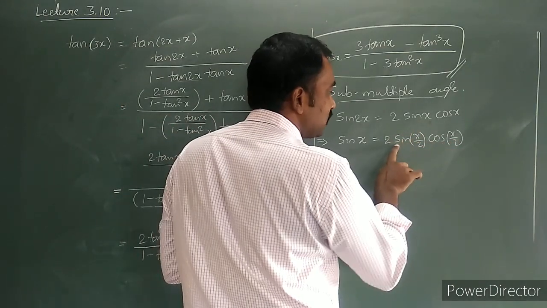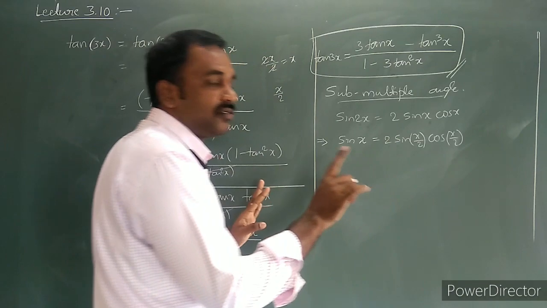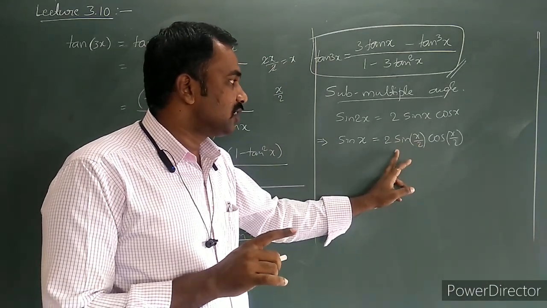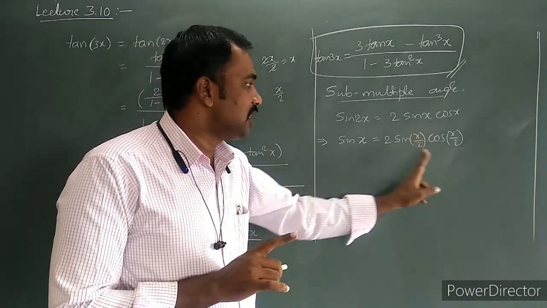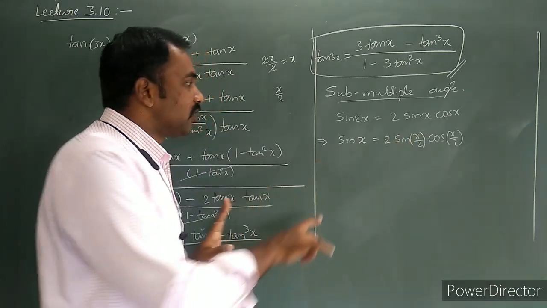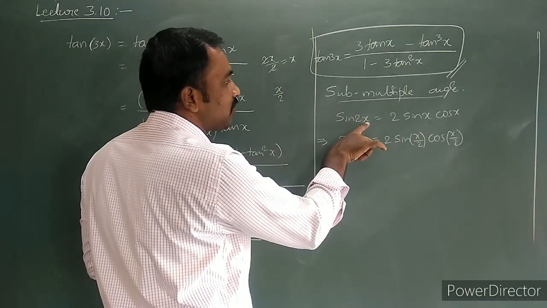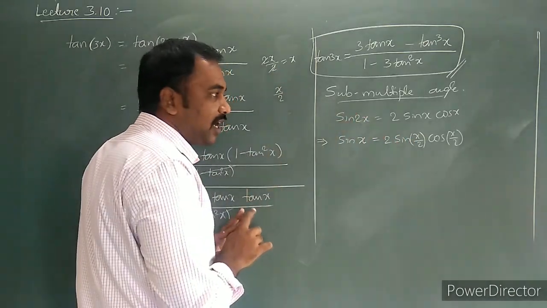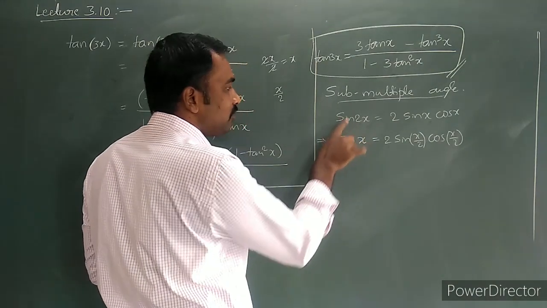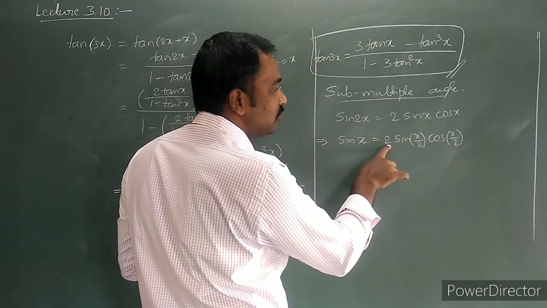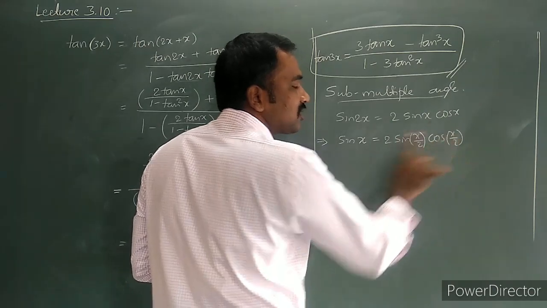The angle value is x by 2. This divided by 2 is only for the angle value, not for the sine ratio. Are you clear? Okay. The 2 is the product, with only the angle divided in that manner. What is the half angle formula for the sine? Sine x is equal to 2 sine of x by 2 cos of x by 2.